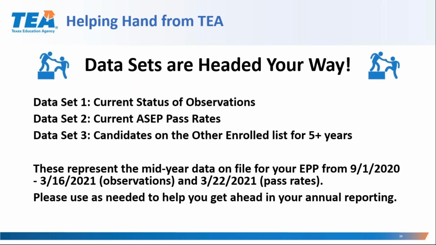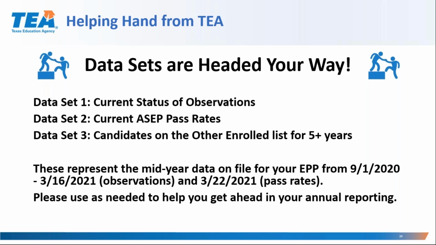For the last 2 years, TEA has provided EPPs with mid-year data sets that reflected a variety of data that had been reported by the EPP during the first half of the reporting year. EPPs overall found these data sets to be helpful and provided TEA positive feedback to that effect. TEA has heard you and will be providing those data sets to EPPs again this year.